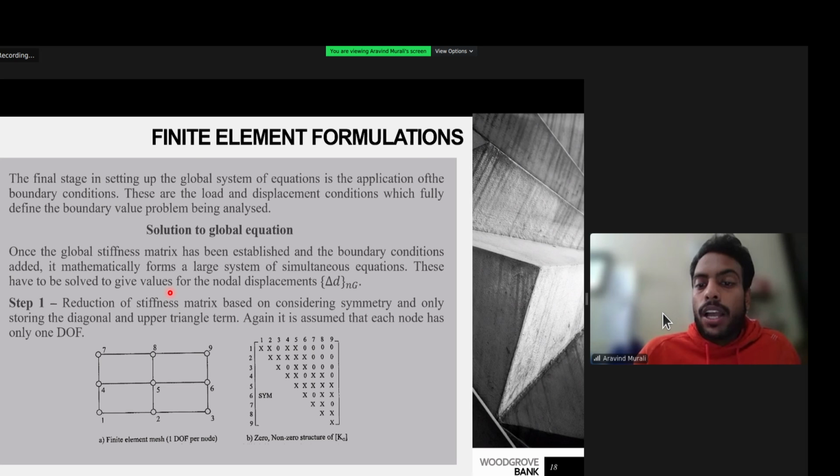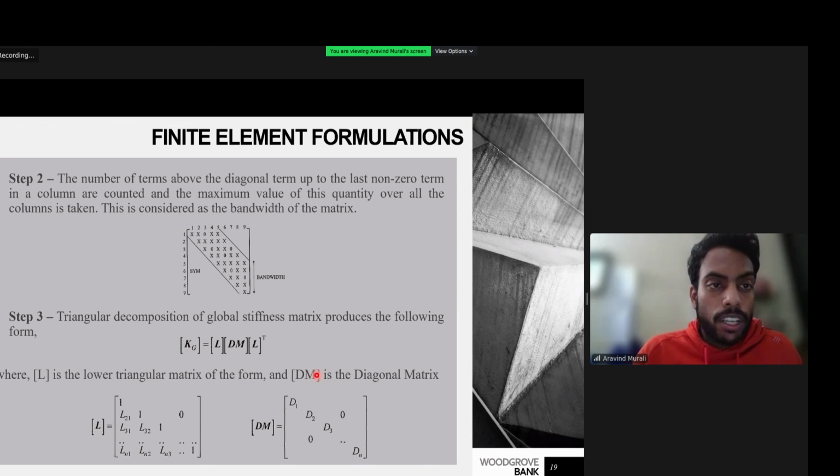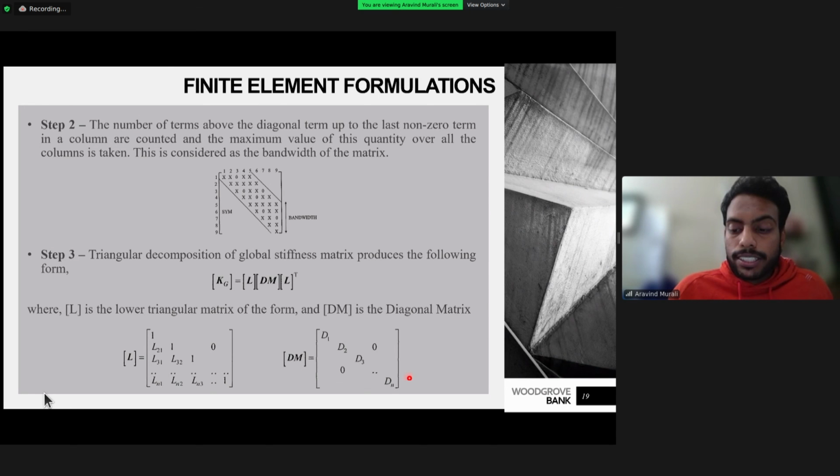For this, we take into account the symmetry of the matrix by considering the diagonal and upper triangular elements of the global stiffness matrix. Further, after determining the bandwidth of the matrix, we decompose the stiffness matrix in the form as shown below, where L is the lower triangular matrix and DM is the diagonal matrix. The final form of the equation looks like this. So the whole stiffness term is divided into the lower triangular matrix and the diagonal matrix, respectively.